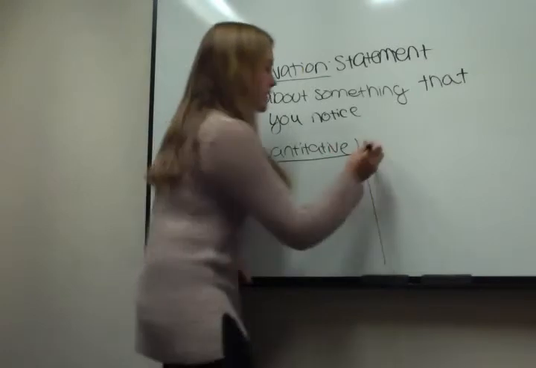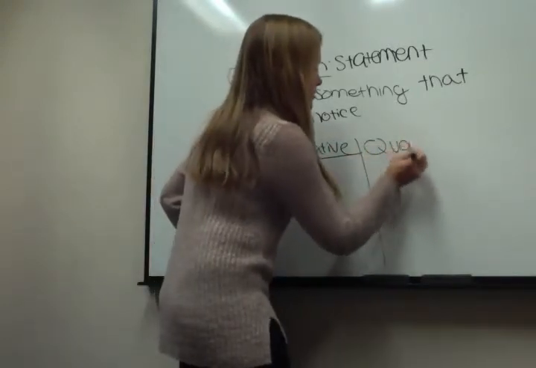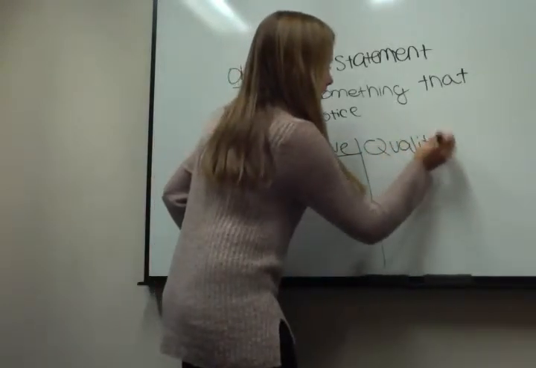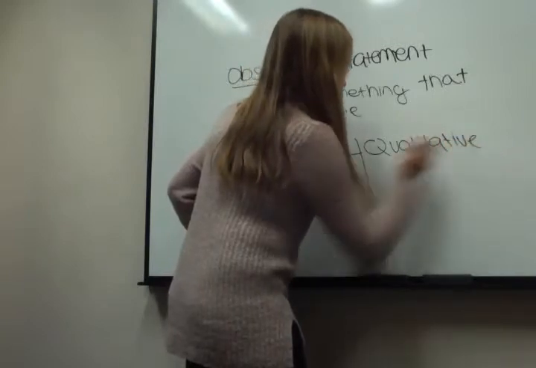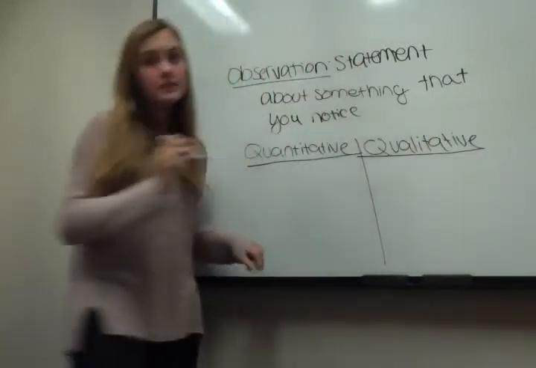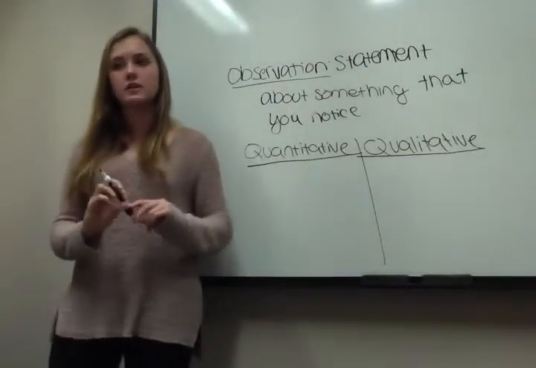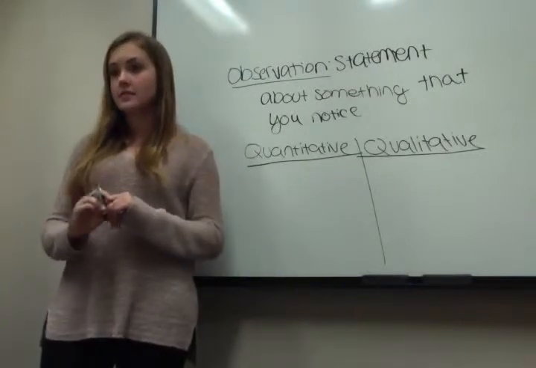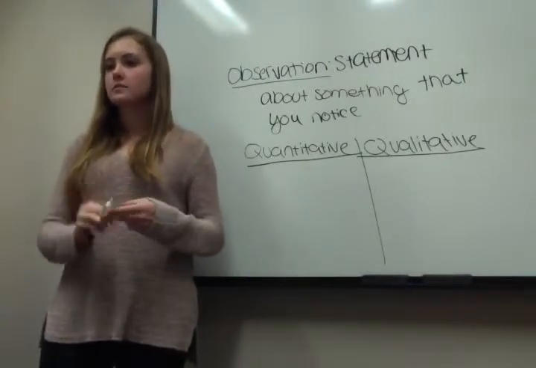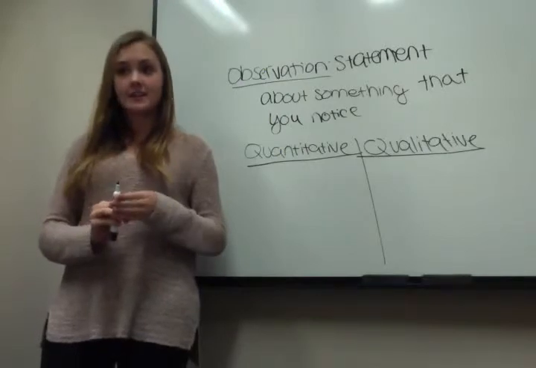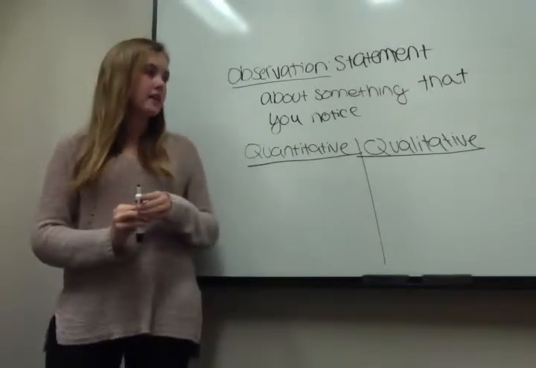Now, on the other hand, a qualitative observation is a descriptive observation that does not use numbers. And we often use our five senses, so sight, hearing, smell, touch, and taste, to come up with these observations.